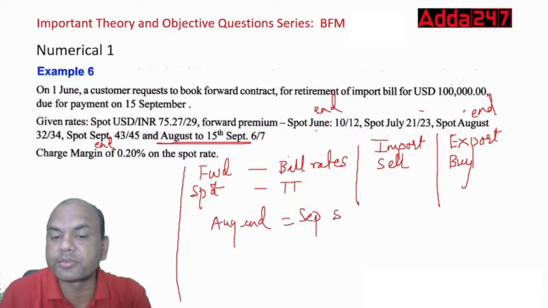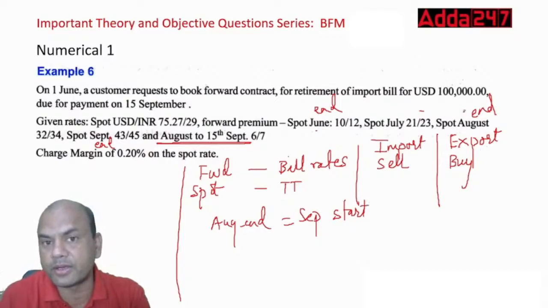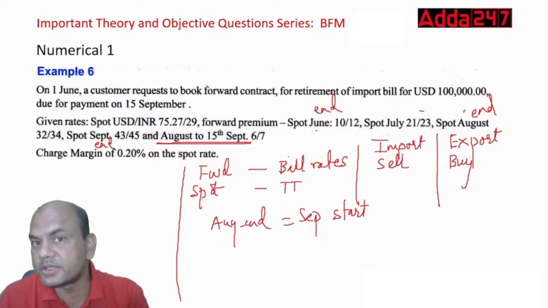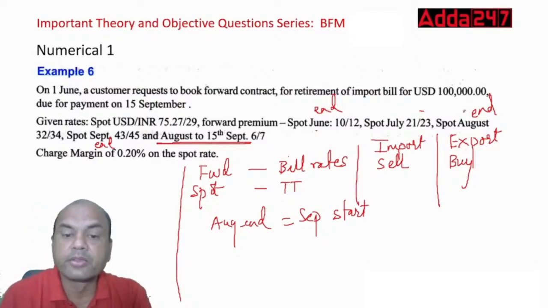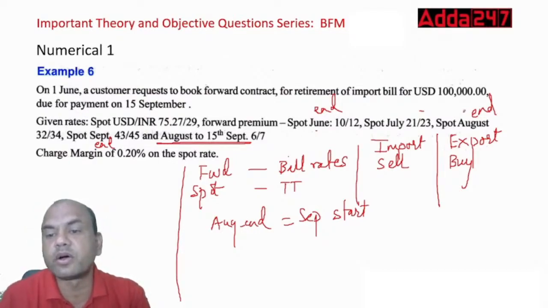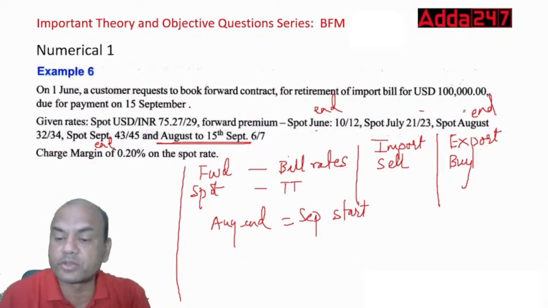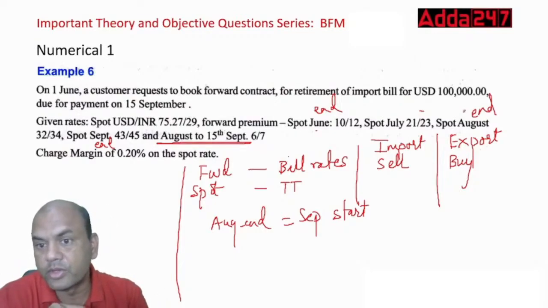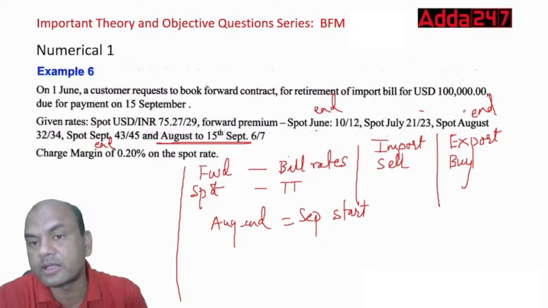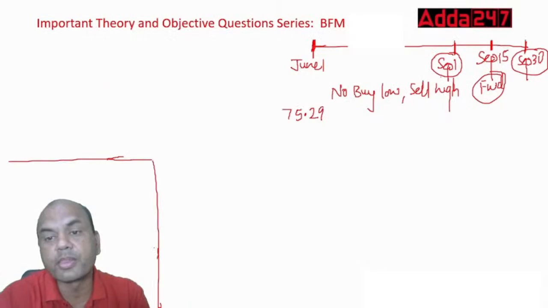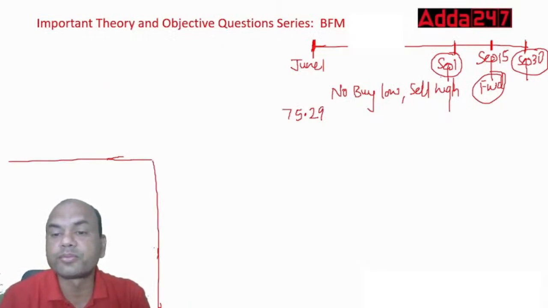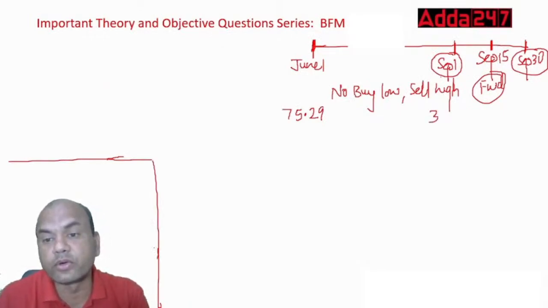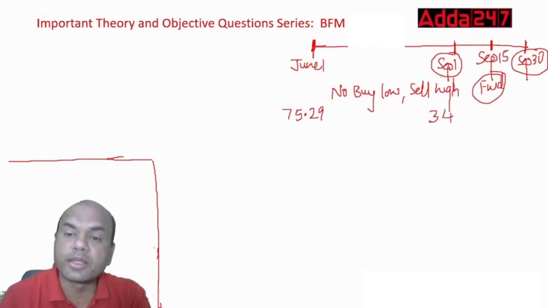September start. This is like the closing cash and opening cash of your bank. The closing cash for yesterday is the same as the opening cash for today, isn't it? The same logic is used here, so August end equals September start. I want it for September 1, so that will be the August end rate. So I'll be taking 32 or 34. Which one will I take? I'll take 34, right?